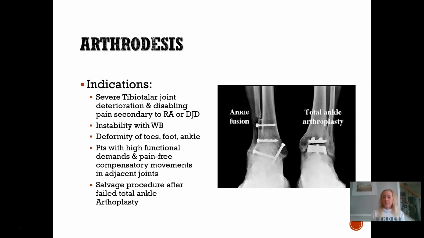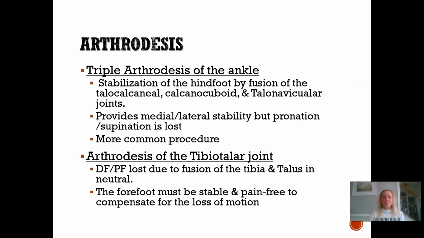Deformities of the toes, foot, and ankle can be fixed with an arthrodesis. And patients that have high functional demands might do better with an arthrodesis than with a total ankle arthroplasty. This may actually be a salvage procedure also after a failed total ankle arthroplasty. So the surgeries can actually work for each other in that way.